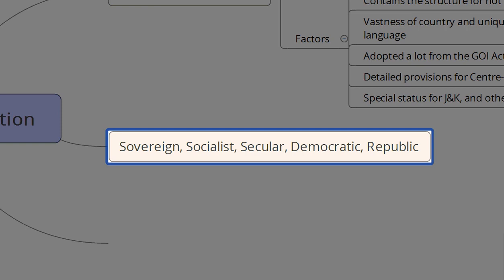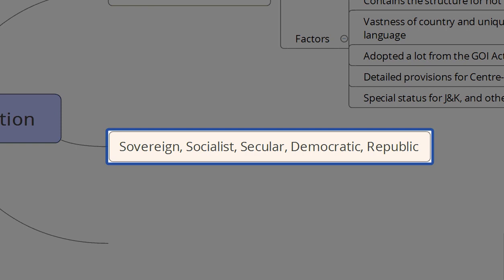And by the word secular, we mean that our state is impartial to all religions and there is no discrimination on the grounds of religion. And by the word democratic, we mean the words of Abraham Lincoln, that is, it is the government of the people, for the people, and by the people. So we people elect the representatives who take decisions on behalf of us.